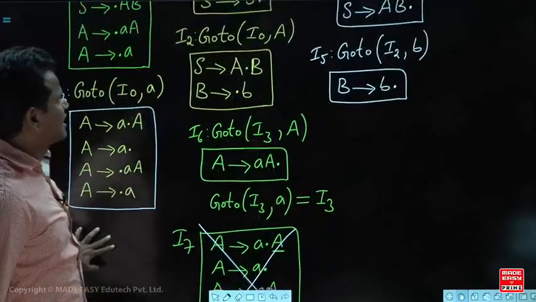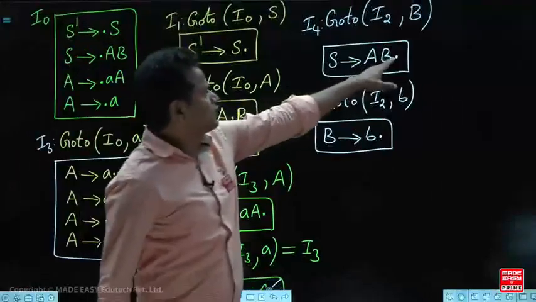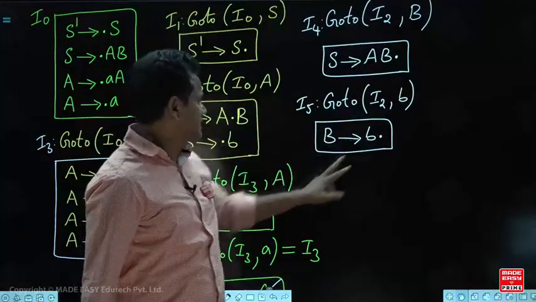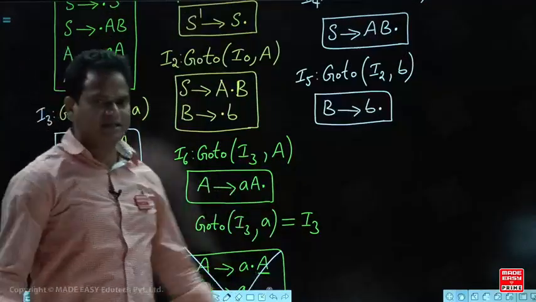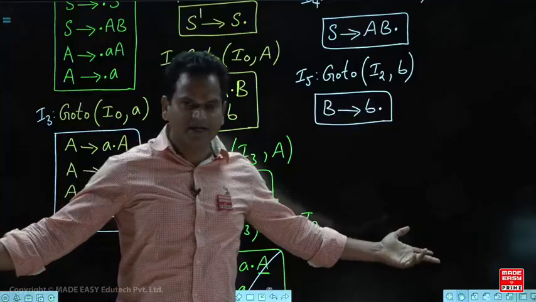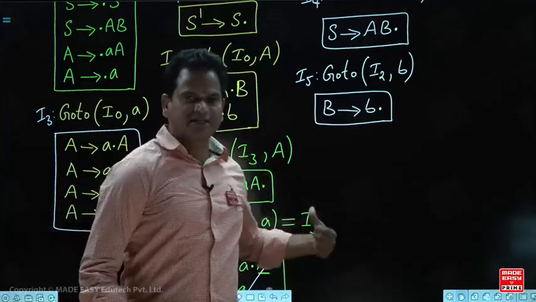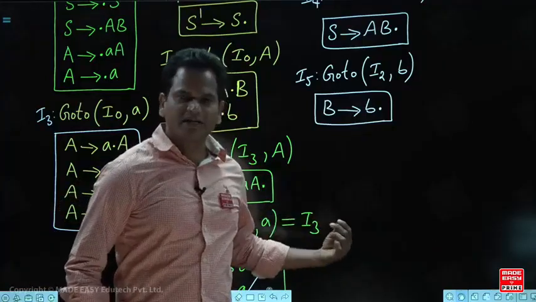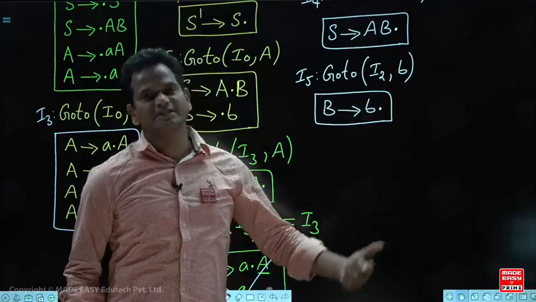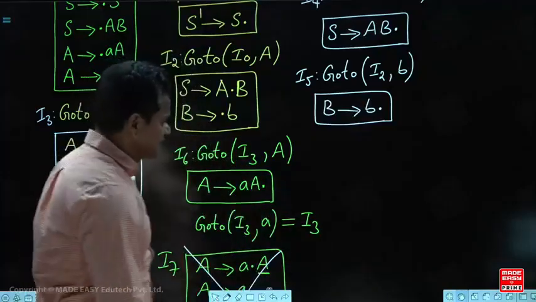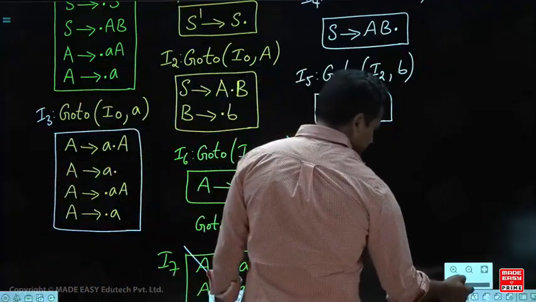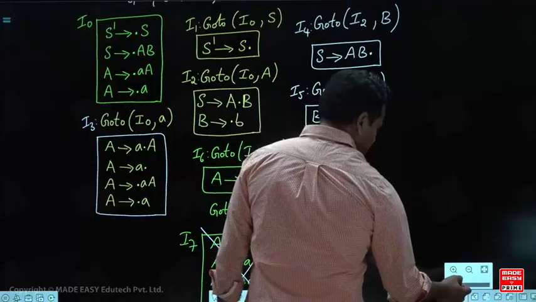I3 is done. Come to I4. I4 dot after nothing. I5 dot after nothing. I6 dot after nothing. That's it. We have completed the canonical set of items for this grammar. So how many states did we get finally? I0 to I6. 7 states we have. Okay. So this is the way of writing the canonical set of items for any grammar. This is just an example.